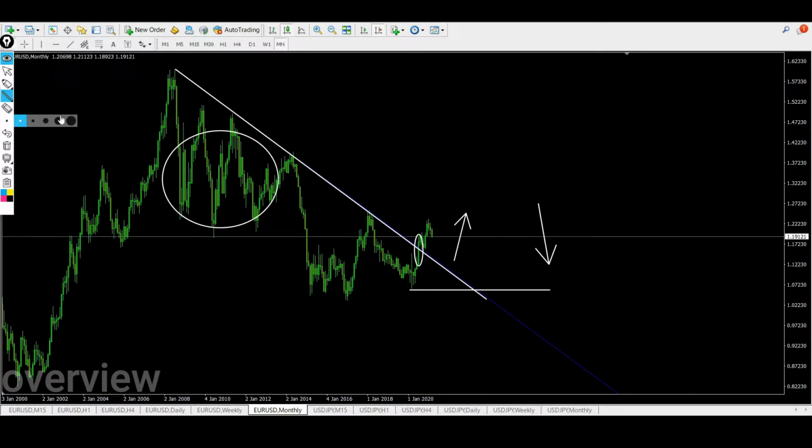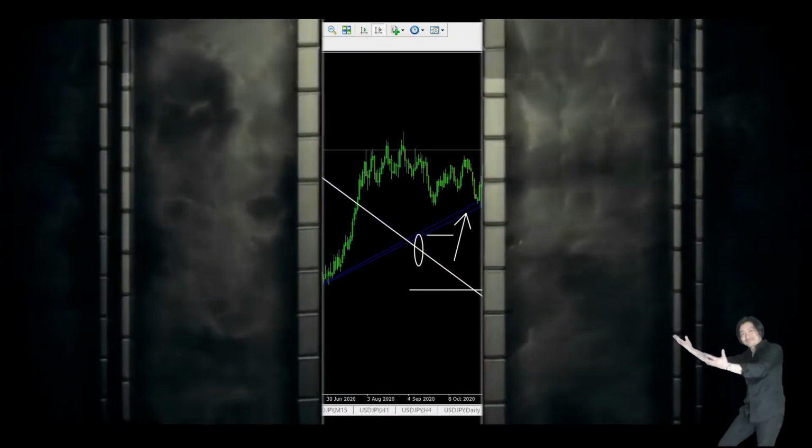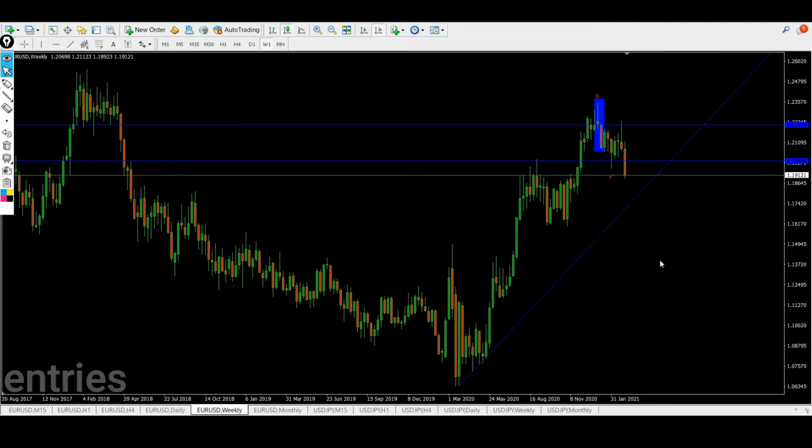Okay, now there's one other thing. Okay, in the short term, if you recall last week, I was talking about we were short biased until this pivot low right here. Okay, so let's talk entries. Alright, so this is a weekly chart. Okay, so in the short term, we were short biased to this pivot low right here. Now that target was hit on Friday.